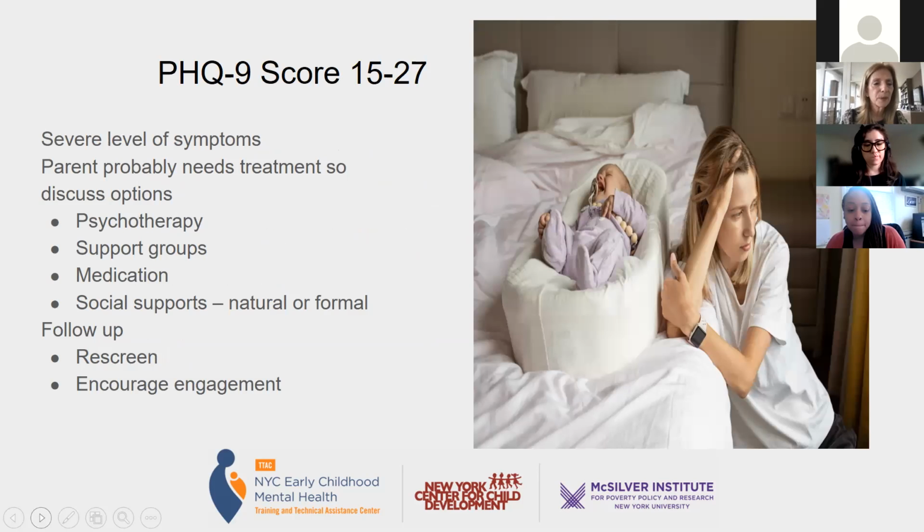Next. Okay, scores in the more severe level certainly need to be addressed. Really psychotherapeutic support of some kind really should be planned. Parent can participate in whether they think medication would be helpful if they want to try psychotherapy, but scores in that range really do have to be attended to.